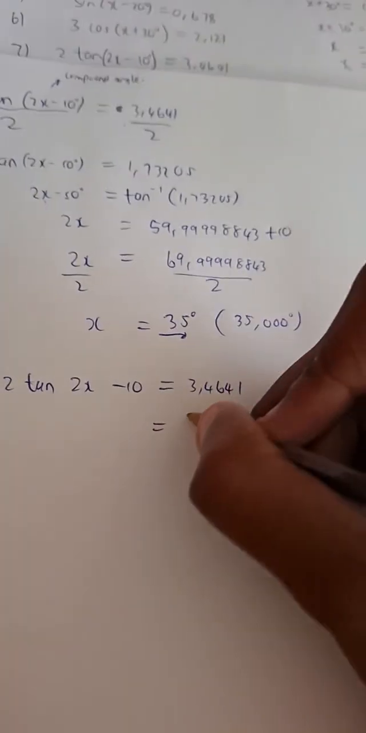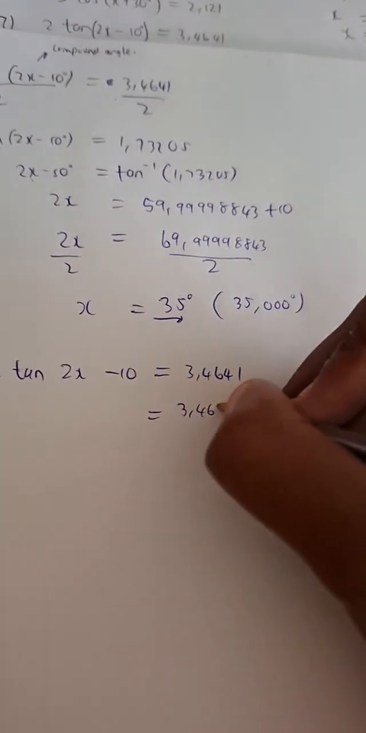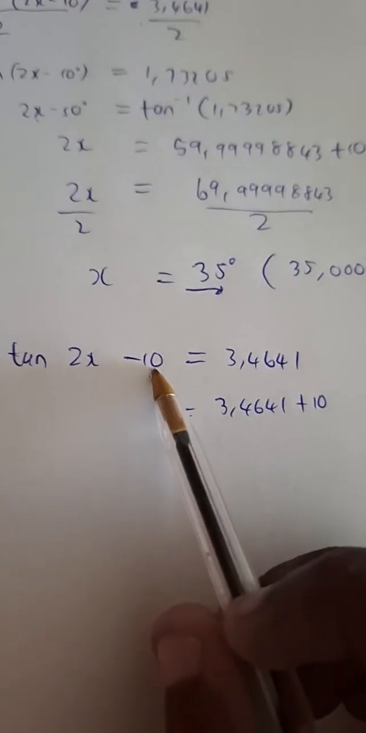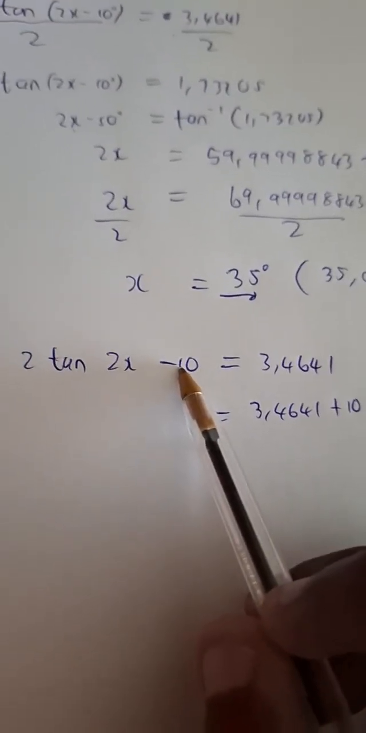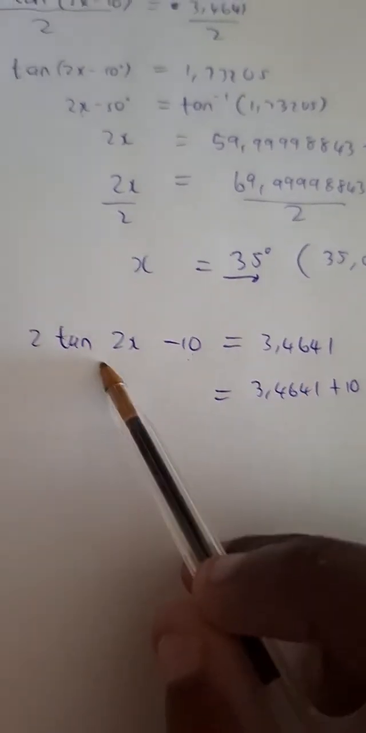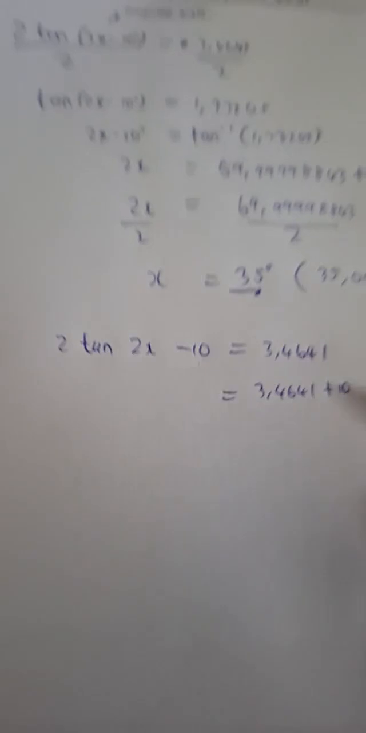What we do here, we are going to transpose the constant term, which is the 10. This is not an angle, this is just a numerical value. It's a separate term from tan 2x. Why are we transposing it? We are working towards isolating tan.